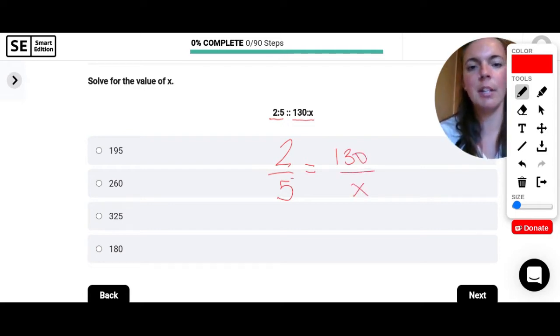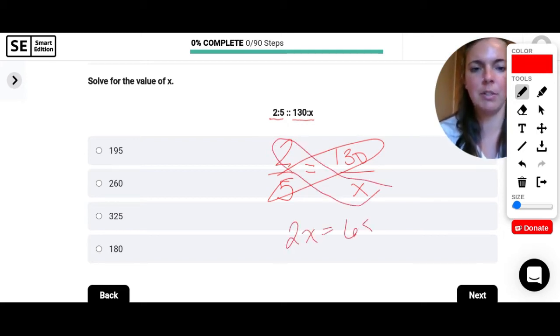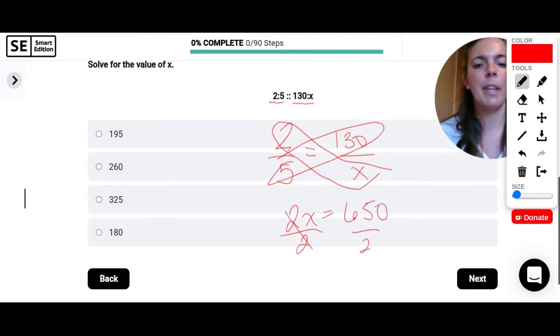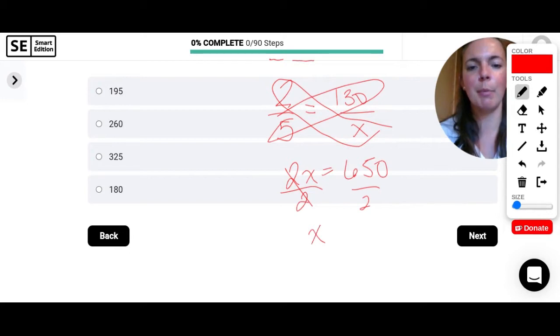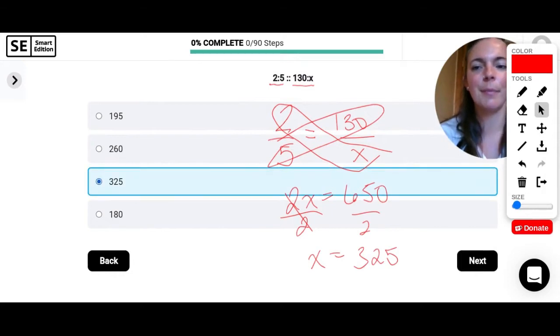Okay, so from here, I like to cross multiply to solve these. 2x is going to be equal to 650, and then I can just divide by 2 to find the missing part of my proportion. So 650 divided by 2 would be 325.